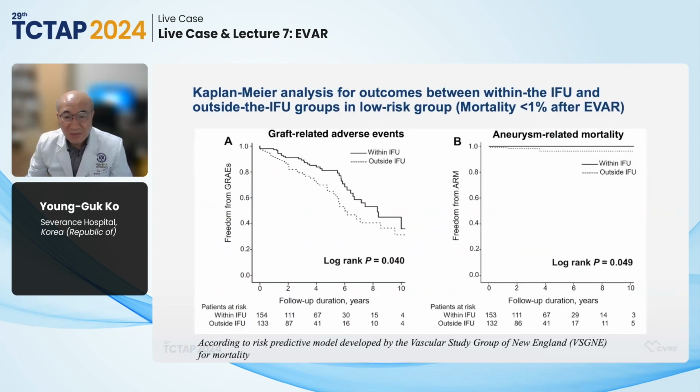In the lower risk population, defined as a patient group with mortality risk less than 1% after EVAR, the incidence of graft-related adverse events and aneurysm-related mortality were still higher in the outside IFU group than in the within IFU group.